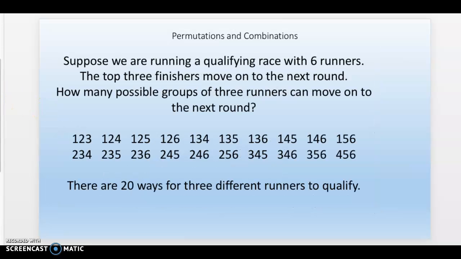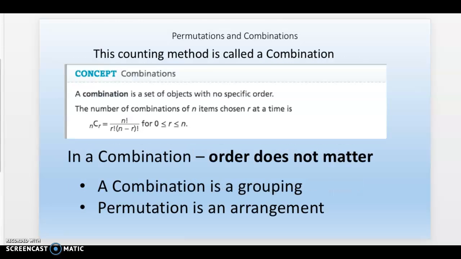Here order doesn't matter. That's a combination. This counting method is called a combination. It's a very similar formula, where n factorial is on top and n minus r factorial is on the bottom. The only other thing that we add in there is another r factorial underneath.